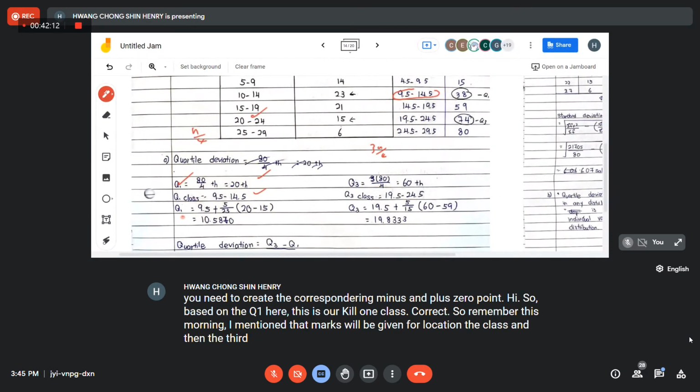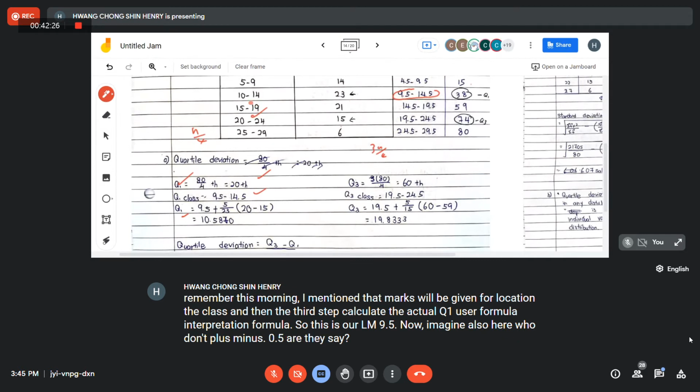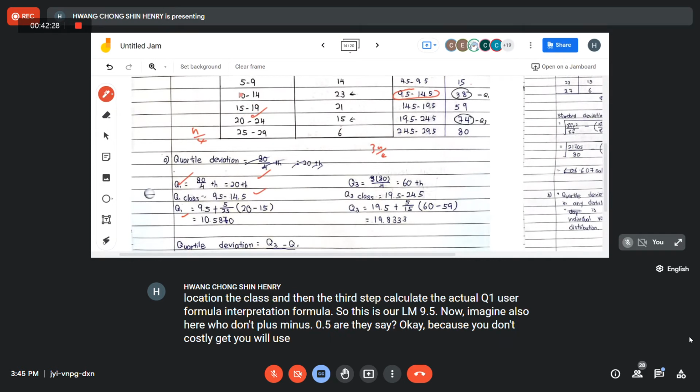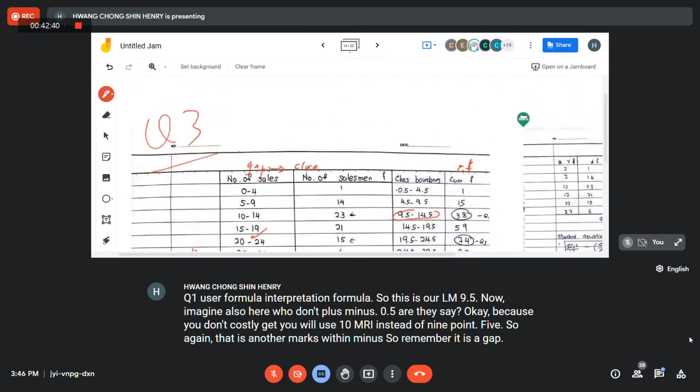the third step, calculate the actual Q1, use the interpolation formula. So this is our LB, 9.5. Now imagine those of you who don't plus minus 0.5, because you don't close the gap, you will use 10, am I right? Instead of 9.5. So again, that is another mark that will be minus. So remember, if there's a gap, close the gap.